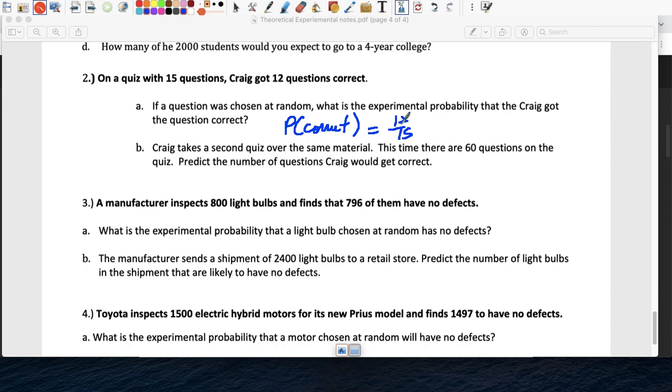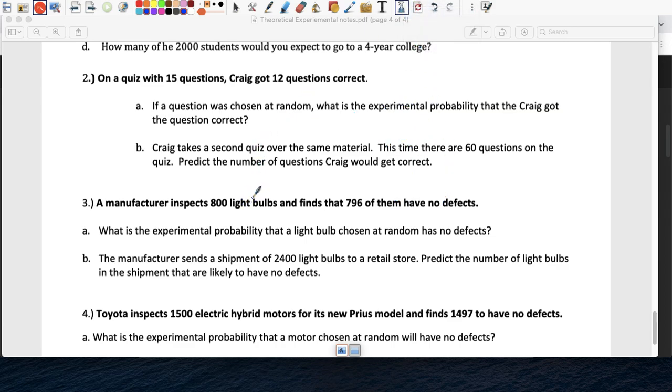If he takes a second quiz, but this time has 60 questions, what's the number of questions we think he would get correct using the experimental probability? Well, if this continues, 12 out of 15, multiply that by 60 questions, he's probably going to get about 48 correct. Okay.